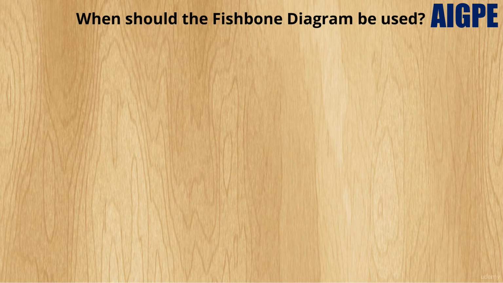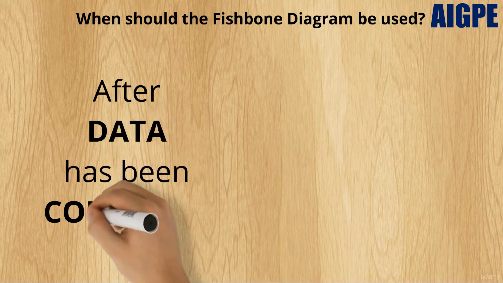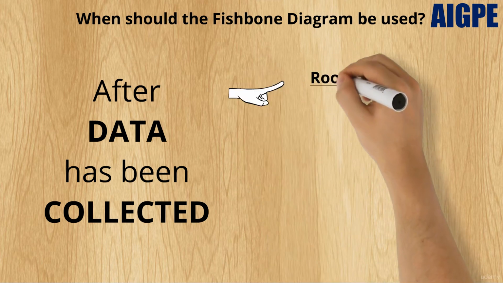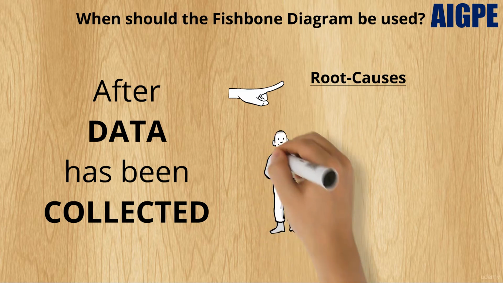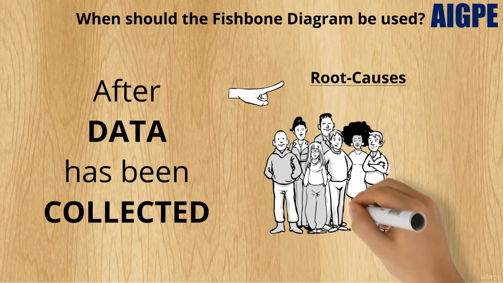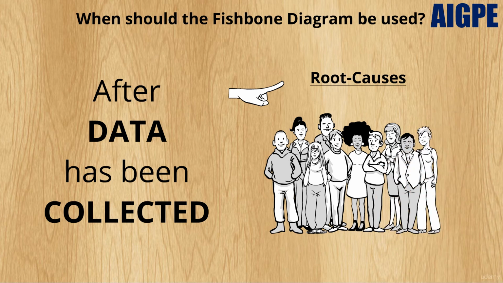When should the fishbone diagram be used? After data related to your continuous process improvement action has been collected, we use this tool to identify possible causes for an effect or a problem. We seek to keep the team focused on the causes of the problem rather than the symptoms, and to identify the root cause from the underlying reported symptoms.